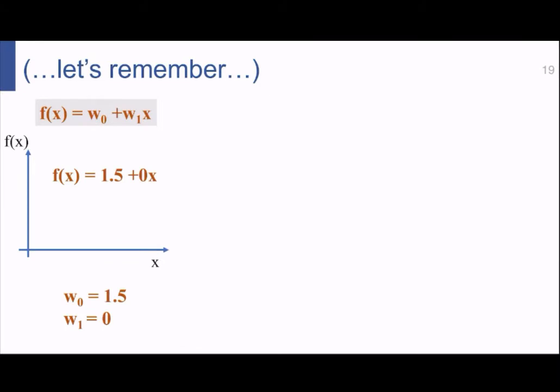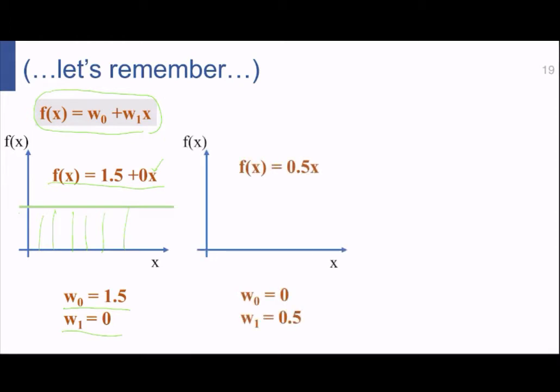Now let's remember a little bit. If I have this function in general, f of x is w0 plus w1 multiplied by x. Imagine that I have this function, 1.5 plus 0 of x. So the w0 is 1.5 and the w1 is 0. What does this represent? Of course, a straight line, because no matter what value I give here to the x, I always expect to get 1.5. So this is a horizontal line. Now if I have another function, f of x is 0.5 of x, how would this look? In this case, the w0 is 0 and the w1 is 0.5. This will look like that, meaning that it will pass from the 0, 0, and it's going to have some particular slope.